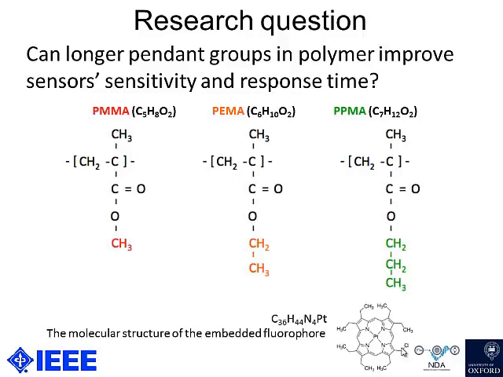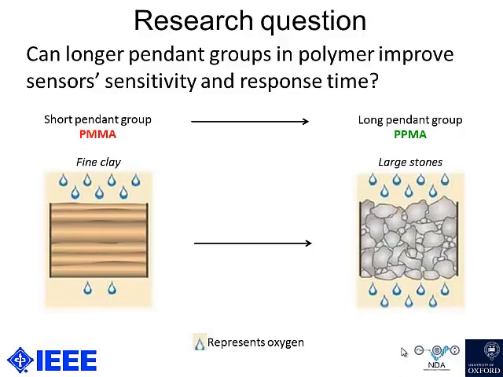In order to do this, we tested three polymers. We've got PMMA on the left, PEMA in the middle, and PPMA on the right. With colors, I've tried to highlight that they've got different pendant groups, shorter on the left and longer on the right. At the bottom, there's a diagram that shows the molecular structure of the embedded fluorophore, which is platinum porphyrin. Now, for those of you like me who don't like chemistry that much, I've tried to think of an analogy that hopefully will make sense to everyone.